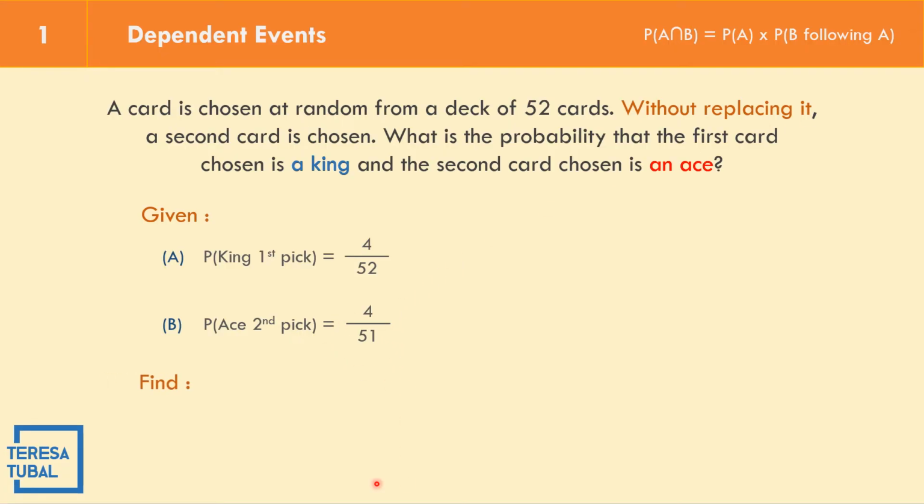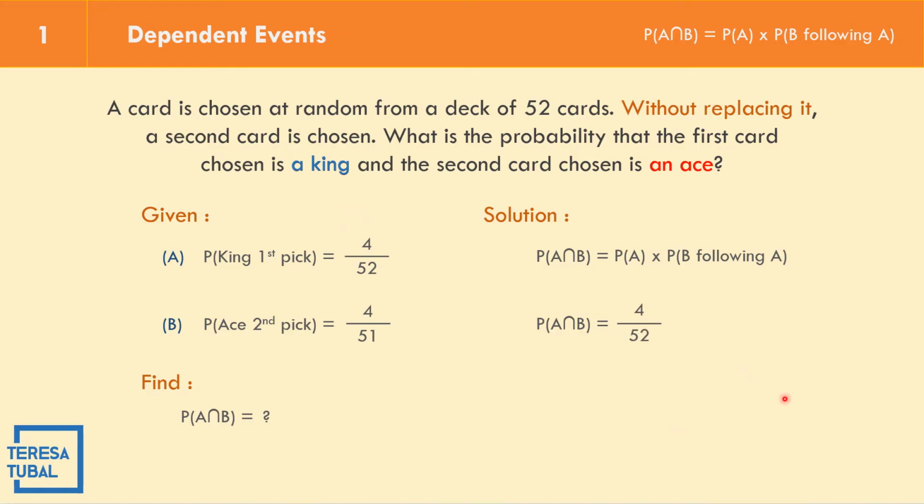So let us find now the probability that the first card chosen is a king and the second card chosen is an ace. So let us find the probability of A intersection of B. The formula is probability of A intersection of B is equal to the probability of A times the probability of B following A. The probability of A is equal to 4 over 52, multiplied by the probability of B following A, that is equal to 4 over 51.